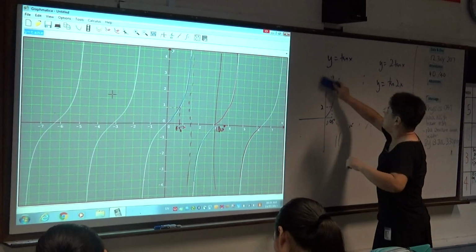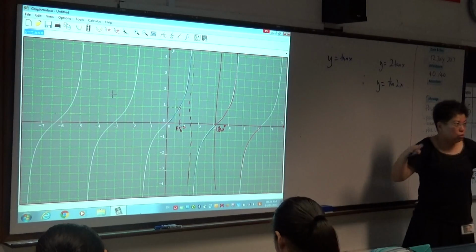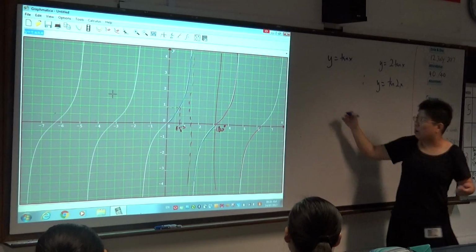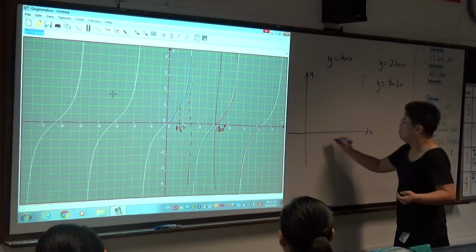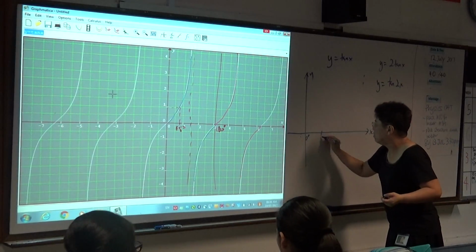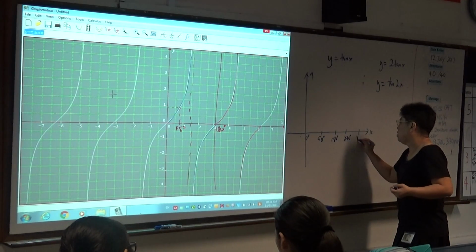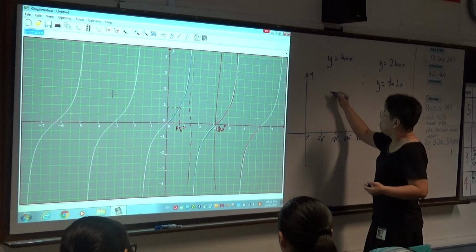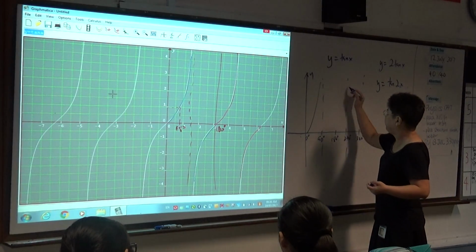Okay, what about tangent 2x? Now I draw the original one, then I use the red one to be the next one. Would that be okay? Alright, let's take a look. Because this is where students get confused. 0, 90, 180, 270, 360. Now, the original one is like that.